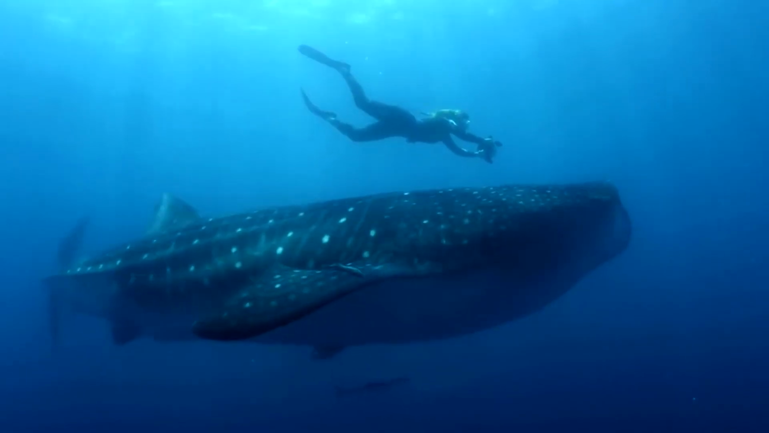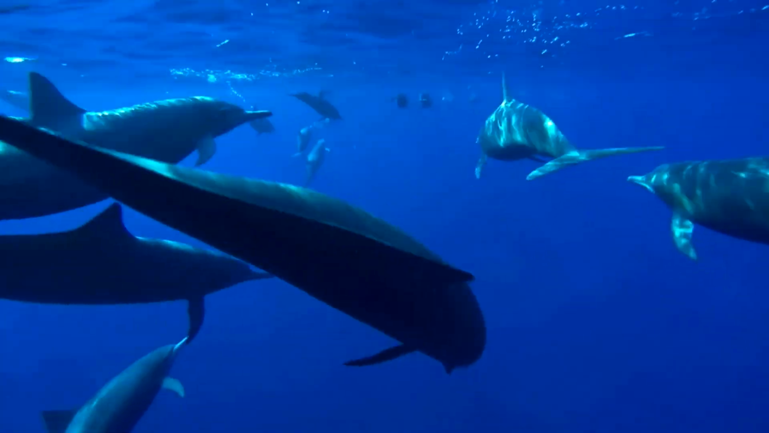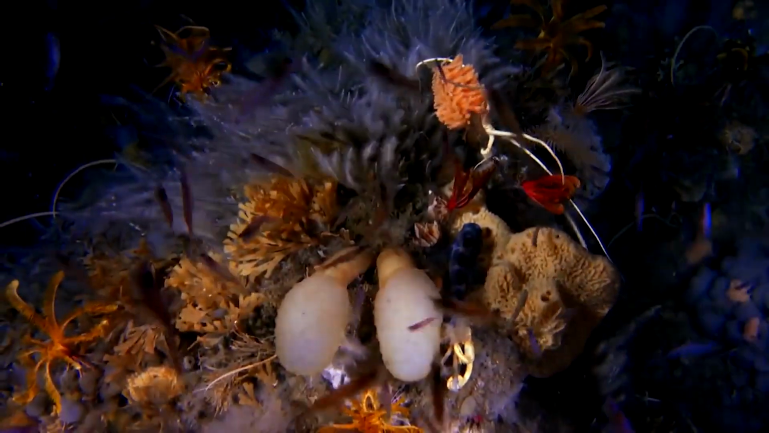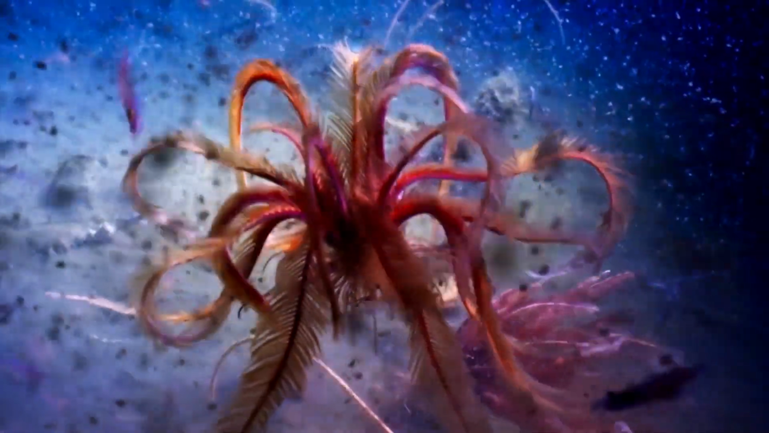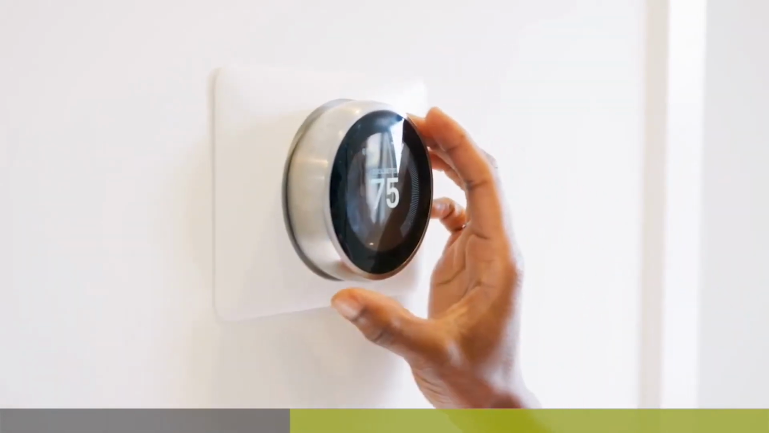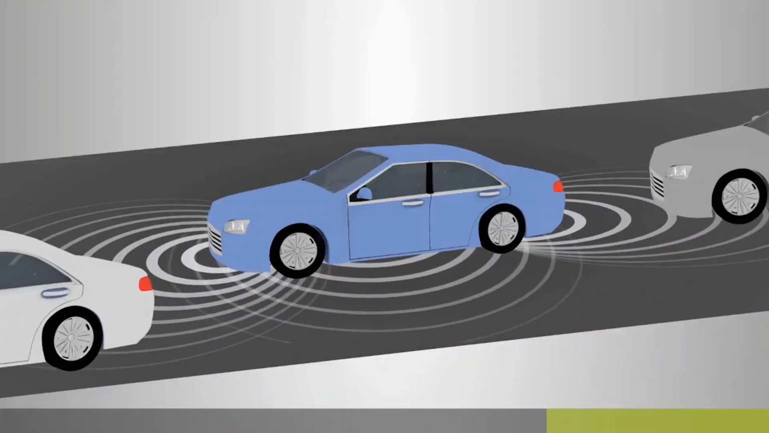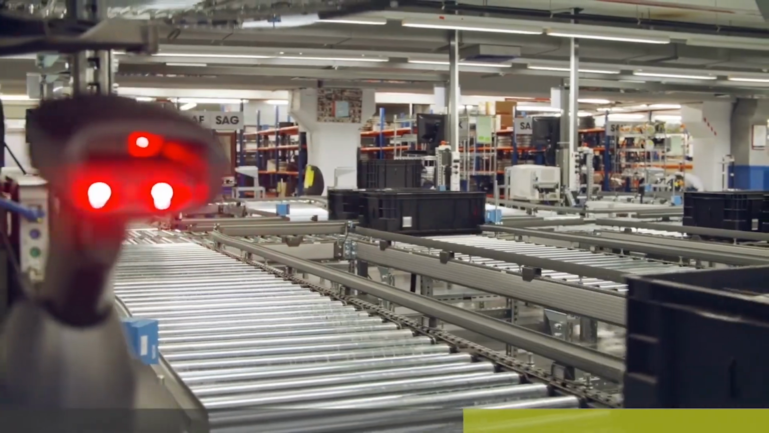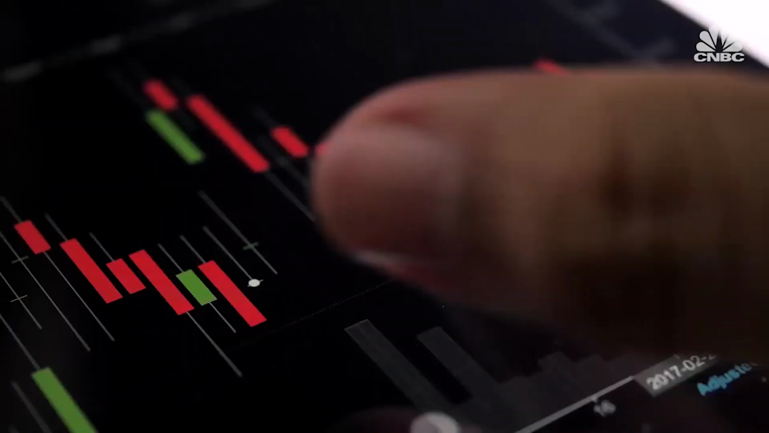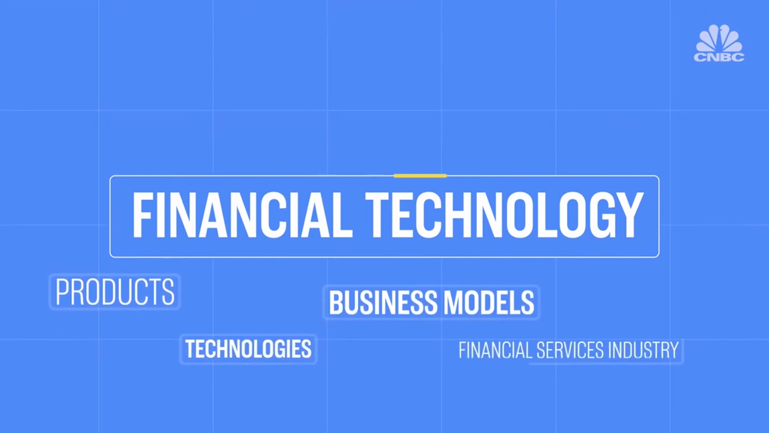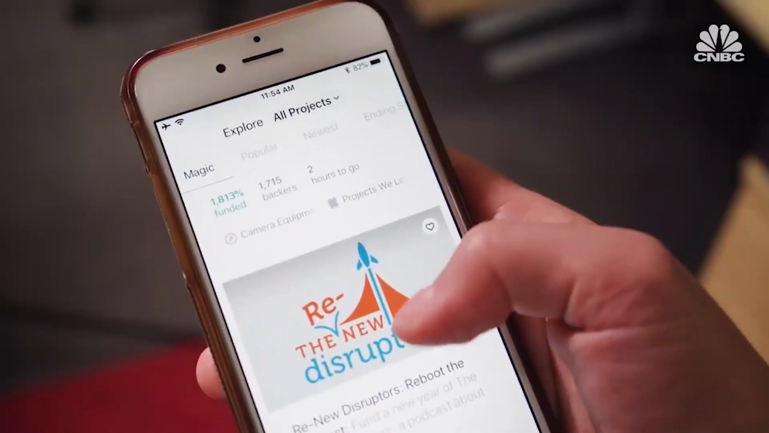Marine biology is the study of organisms that live in saltwater environments, including oceans, seas, and estuaries. Machine vision is the ability of computers to understand, interpret, and process visual information similar to human vision. Financial technology. Fintech is the use of technology to improve and automate financial services such as banking and investing.